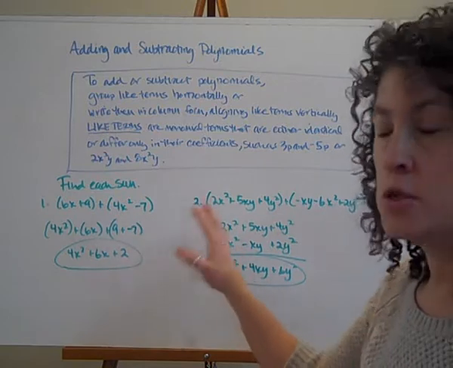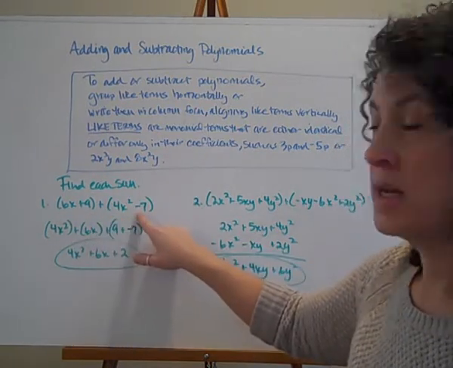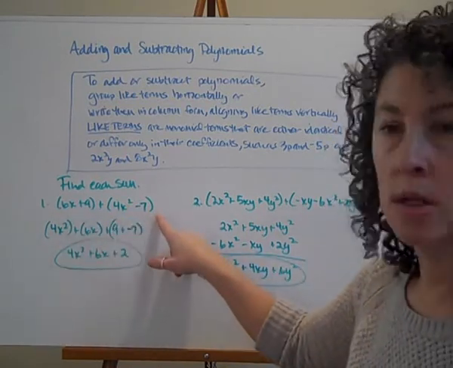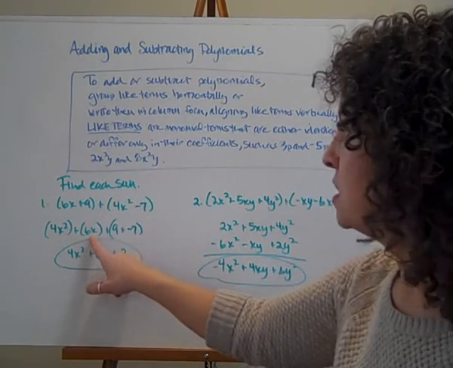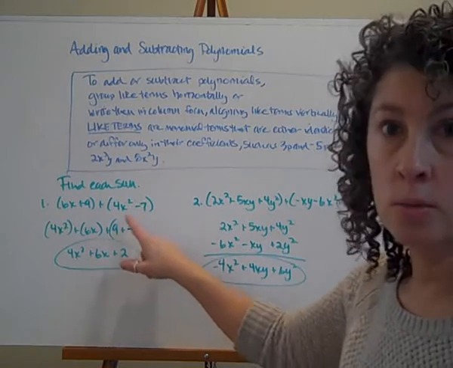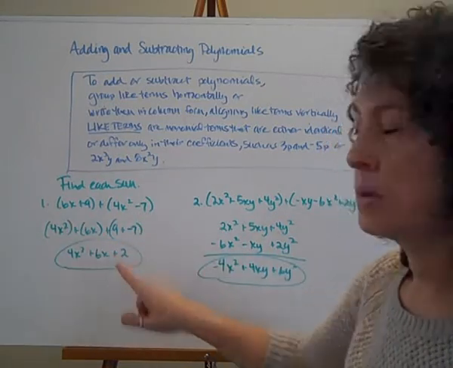But let's take a look at these two. So I have 6x plus 9 plus 4x squared minus 7. My 4x squared doesn't have any other terms that are like it, so that's on its own. My 6x doesn't have any other terms that are like it, so that's on its own. But my 9 and my minus 7 are alike, so I'm going to group them together. So I end up with a sum of 4x squared plus 6x plus 2.